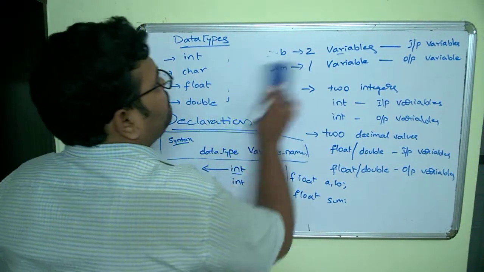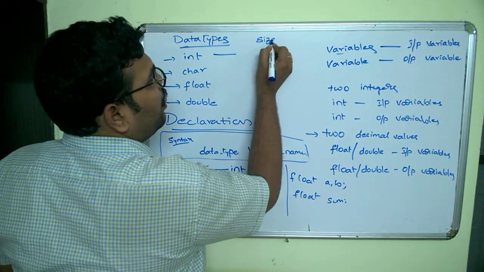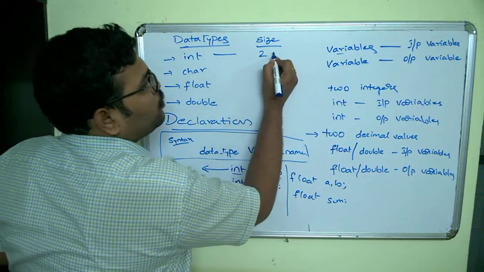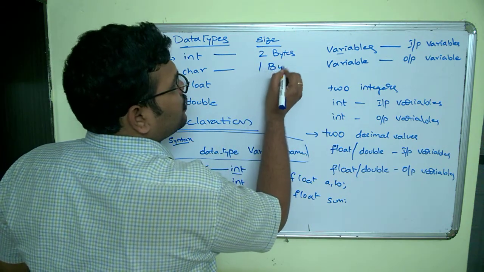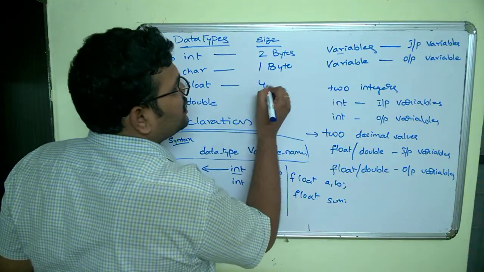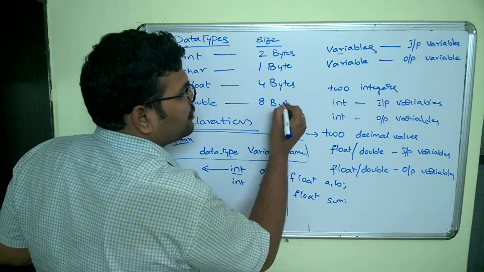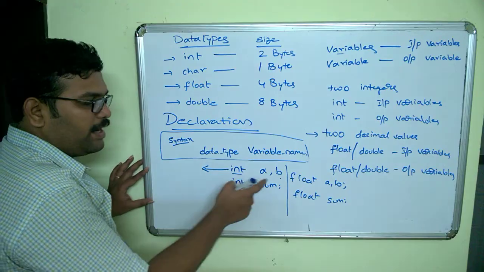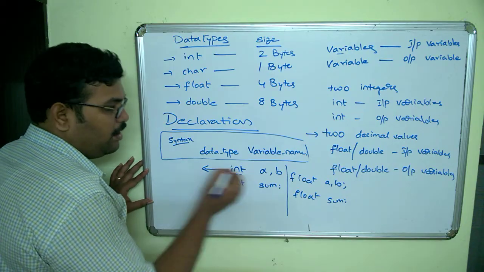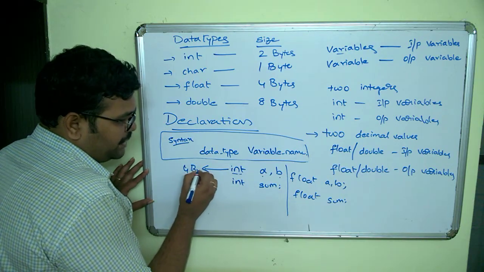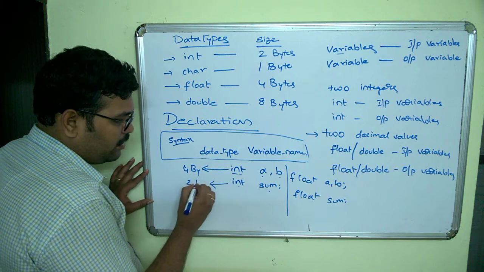So if we declare a variable as integer, the size of memory occupied by that variable is 2 bytes. If it is a character variable, the size is 1 byte. If it is a float variable, the size is 4 bytes. If it is a double variable, the size is 8 bytes. In this example, we are declaring two input variables as integers, so the total memory occupied by A and B is 2 and 2, total 4 bytes. And the output variable, also declared as integer, takes 2 bytes.